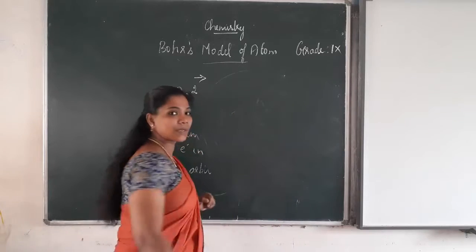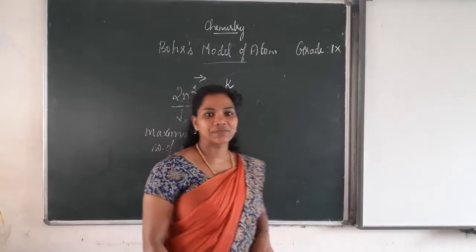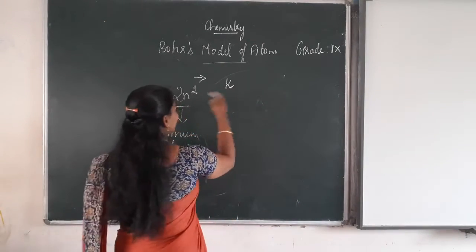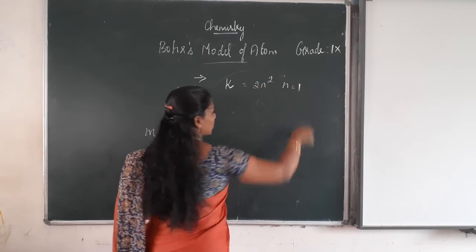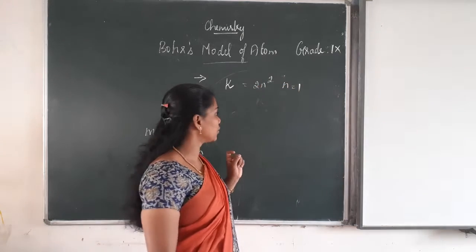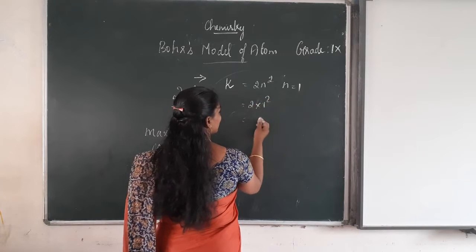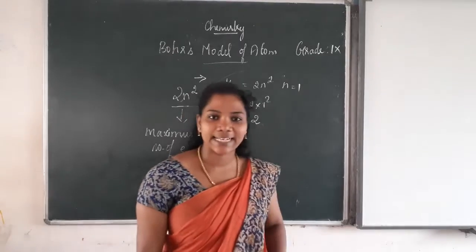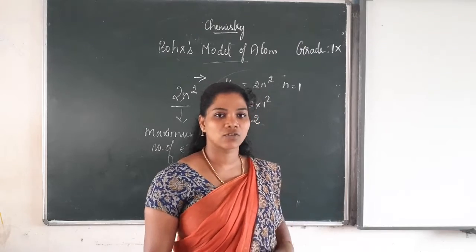So the first orbit name, what? K. The first orbit, which is nearest to the nucleus, is K. So according to the formula 2n square, energy level n is equal to what? 1. So substituting 1 into 2n square, what do we get? 2. So the number of electrons that can be accommodated in the K orbit, the maximum, is 2.